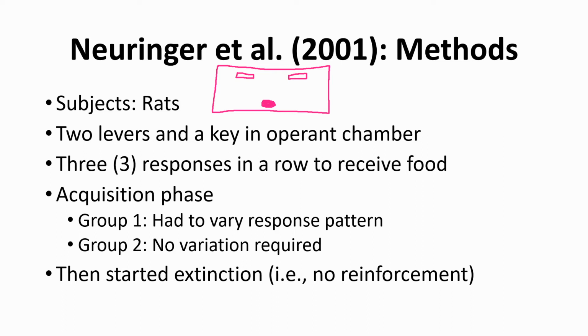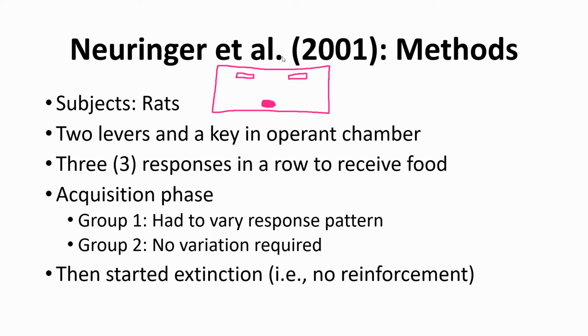And we have 2 different groups, and these groups have different restrictions on what kinds of responses they can give. Group 1 was reinforced for variability. They had to vary their pattern of responding. So for group 1, if they pressed the left lever 3 times on trial 1, then on trial 2, they couldn't do that again. They'd have to try a different combination.